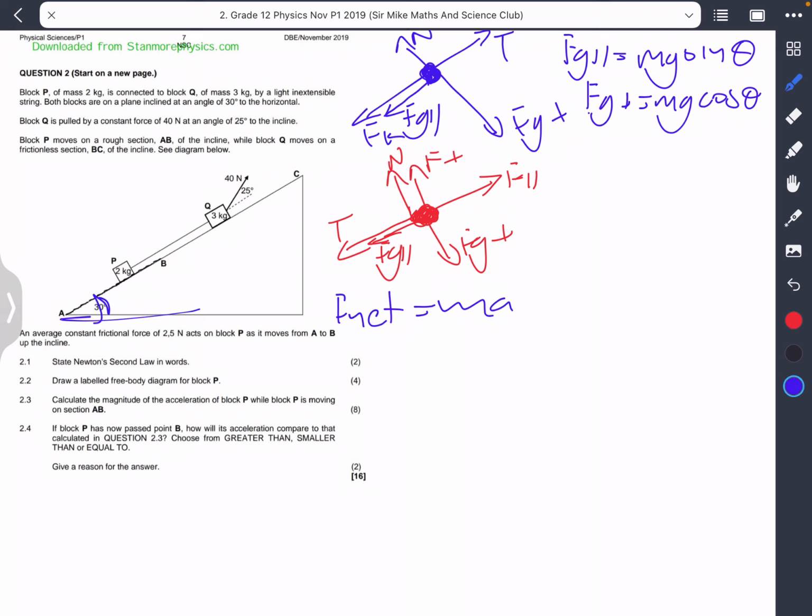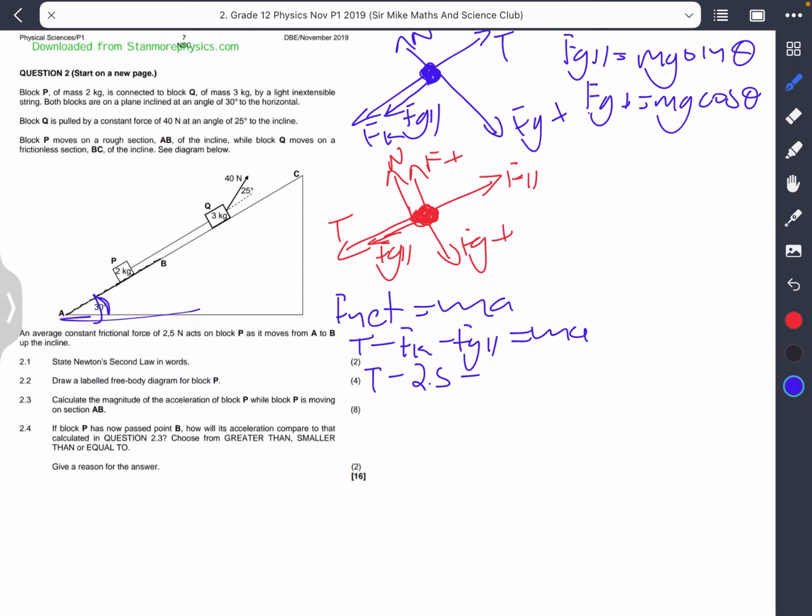I'm going to take up the incline as positive, which means my tension would be positive. So we have tension minus Fk minus Fg parallel, which equals ma. Remember, to find Fg parallel we say mg multiplied by sine of theta, where m is the mass and g is the gravitational acceleration, 9.8 meters per second squared. So we have tension minus Fk, and they gave us Fk to be 2.5, so 2.5 minus mg sine of theta.